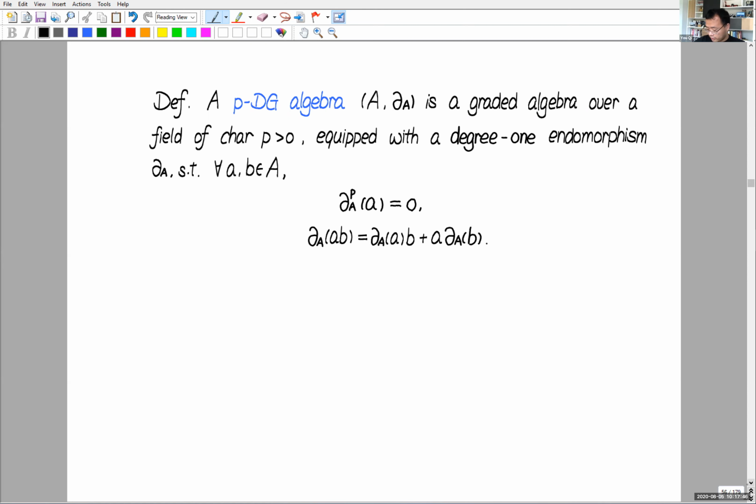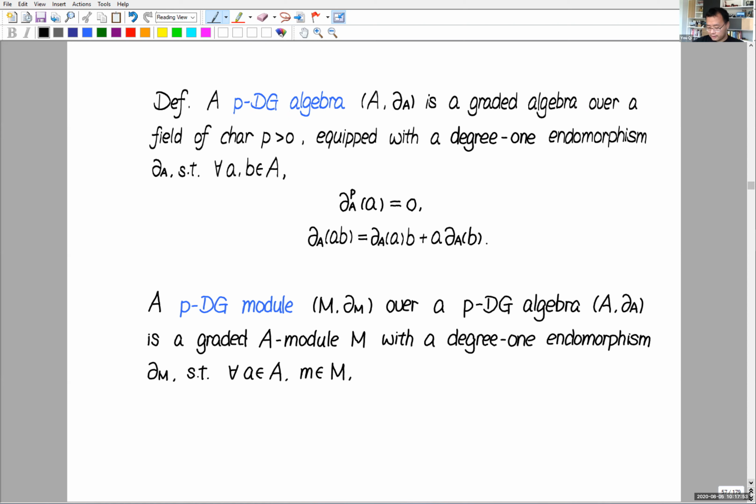And similarly, you can generalize the notion of differential graded modules to this context. So a differential graded module over a PDG algebra is again a graded module with a degree 1 endomorphism d such that d to the pth power is 0, and multiplication by elements of A and the differential are compatible in the super Leibniz sense. So this is d_M of a·m is the algebra differential d_A of a times m plus a times d_M of m.